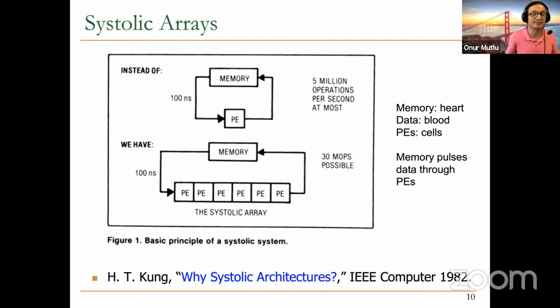So the scalability really comes from pulsing of the data through the veins into the cells, such that the cells transform the data and eventually the data flows back to memory or the heart, and then it gets recirculated again, right? So that's a nice analogy, and I think this is an analogy that has been successful, and it makes sense. And if you want to learn more about the analogy, you can read this paper.